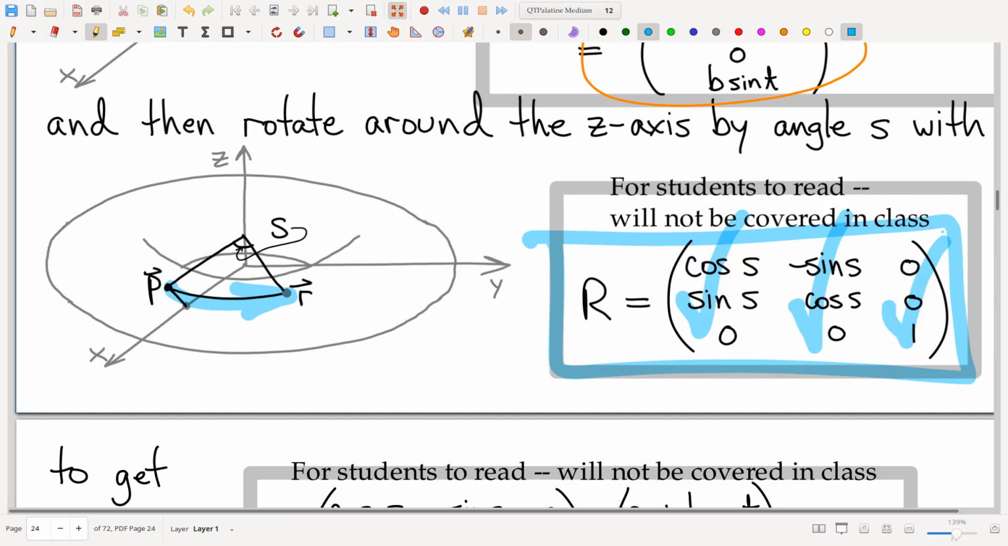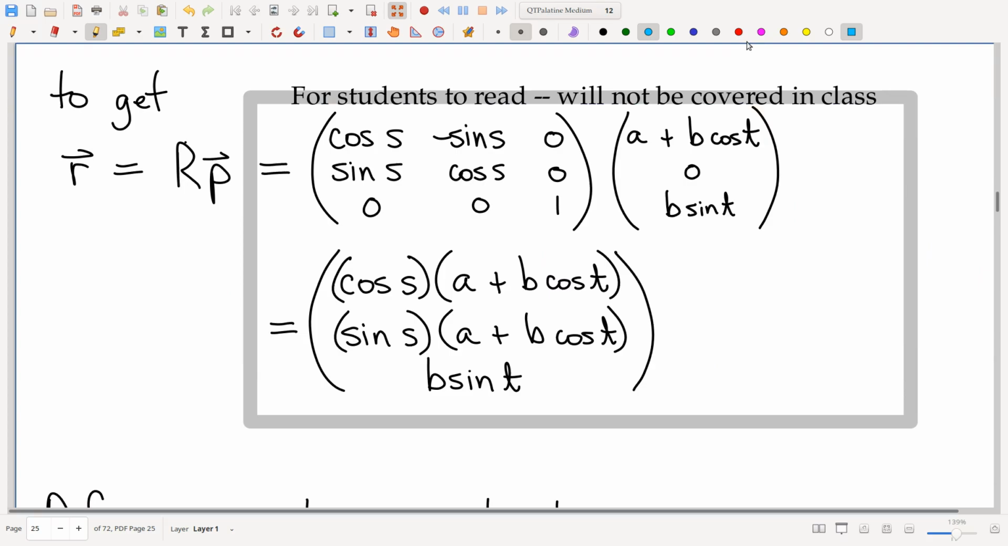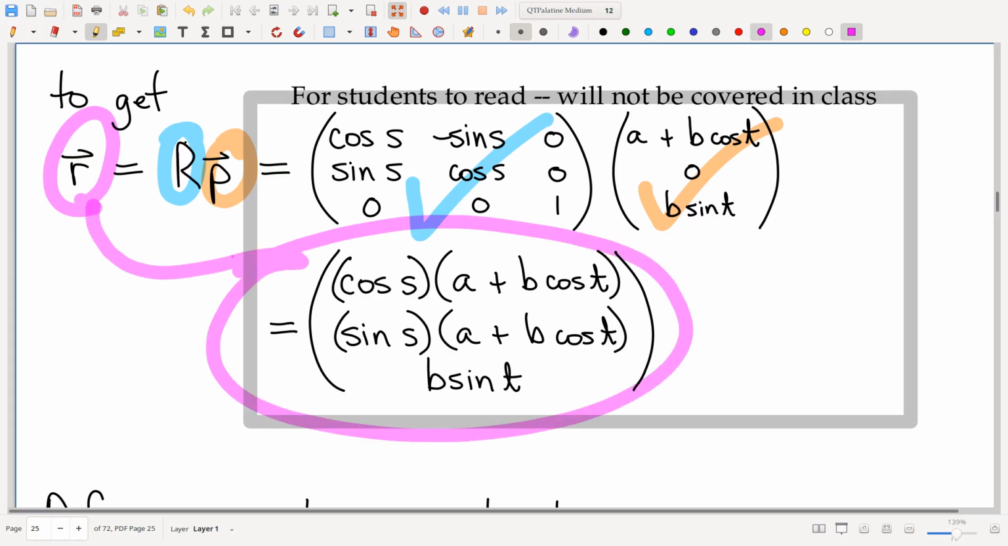Okay, and so at this point, it's kind of all over. I've got a formula for that orange point. I've got a formula for the blue rotation, and the point that I want is the rotation of that orange point, both of which I've already computed formulas for, and that leads me to a formula for location on the surface as a function of my new coordinates S and T, aka I have a parameterization.